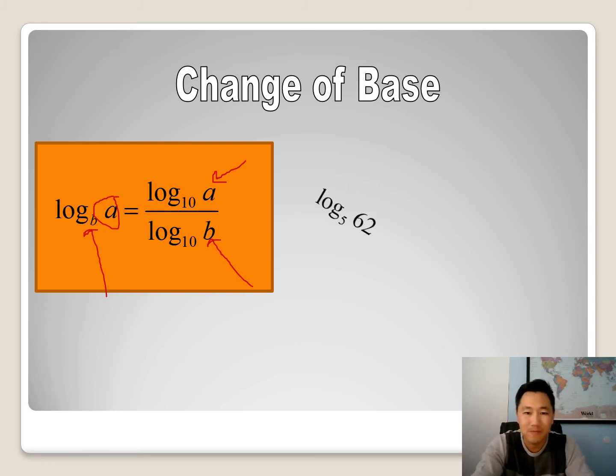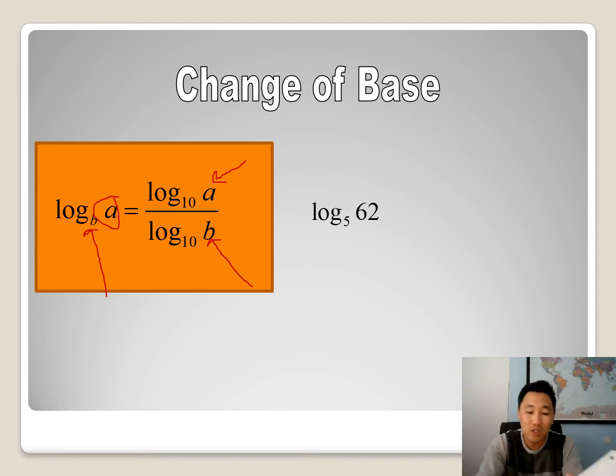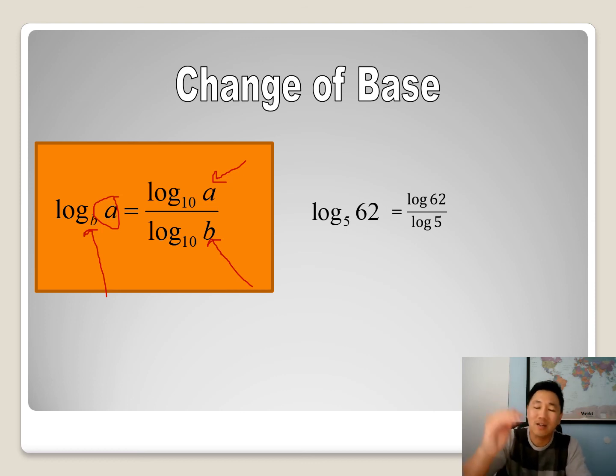So let's do an example. Let's say you had an older calculator and it did not have that log base function on it. What you can do is change this so that it's log of 62 divided by log of 5. And now you can do it on your calculator because now they're in base 10. I know I didn't write the 10, but whenever it's not written, it's always considered base 10. So you do log of 62 divided by log of 5, and it gives you 2.5643 approximately.